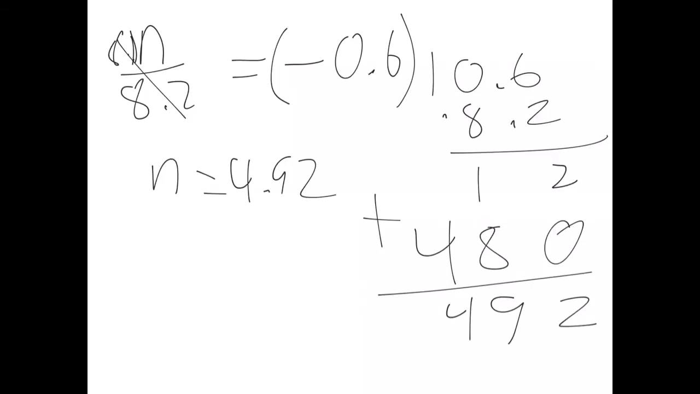N divided by 8.2 equals negative 0.6. We're trying to find what N equals. So 8.2 times 8.2 cancels each other out, so that's 1. N's by itself. 0.6 times 8.2 is 4.92. N equals 4.92.